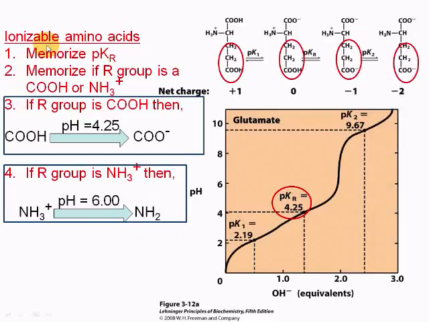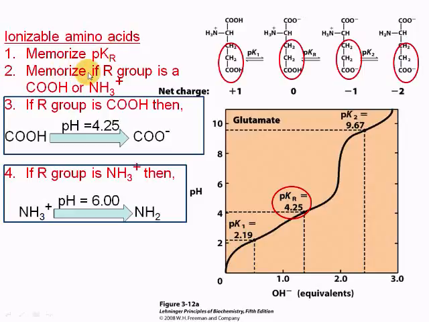Okay, and so now we're looking at an ionizable amino acid. You're going to be asked certain questions about ionizable amino acids, like what is the charge on this amino acid or on this protein. And you're going to have to do at least a couple of things in order to answer these questions. The first thing is you need to have the pKr memorized. Okay, you need to have those 7 pKrs memorized.